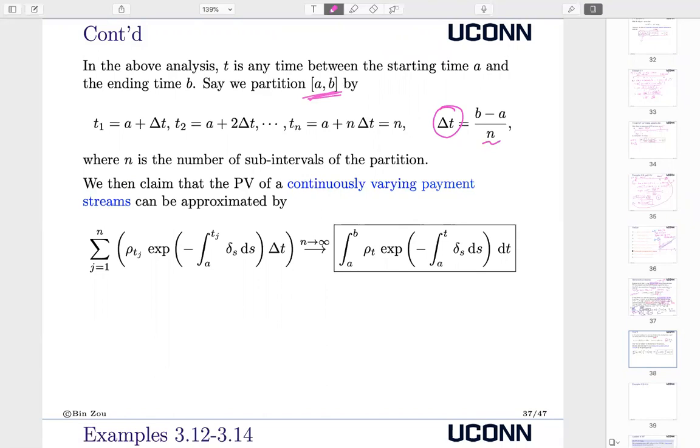And for each sub-interval, I apply what I just did. I use rho times delta t and then times the appropriate discounting factor. So when the number of sub-intervals goes to infinity, that means delta t goes to 0, I will get this integral form. By the way, this is how you define calculus.